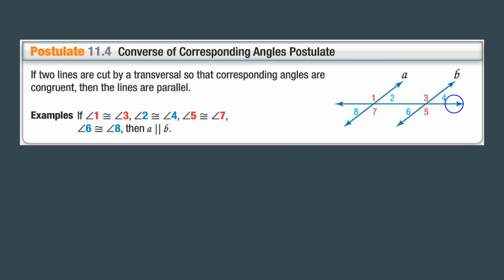So if that is true, then we know that angle 1 is congruent with angle 3, angle 2 is congruent with angle 4, angle 5 is congruent with angle 7, and angle 6 is congruent with angle 8. And if those are all true, then we know that lines A and B are parallel.